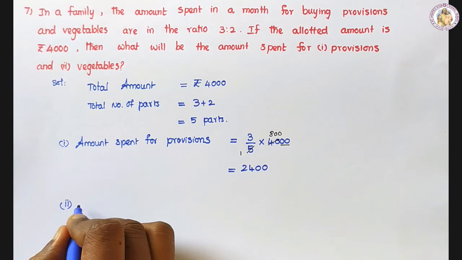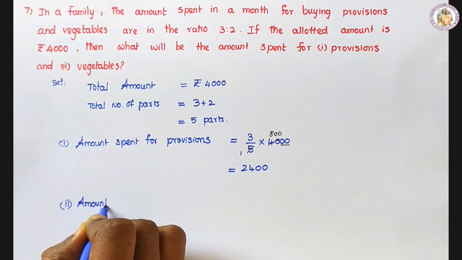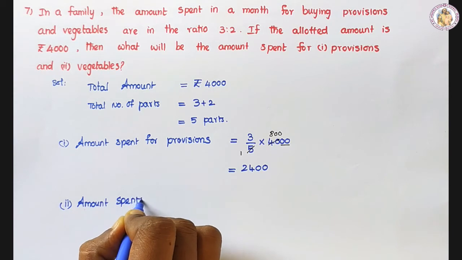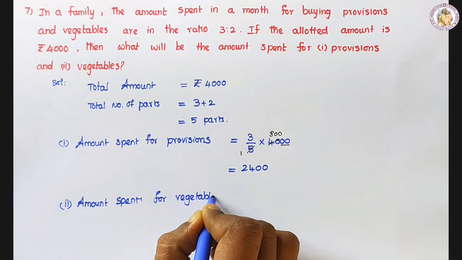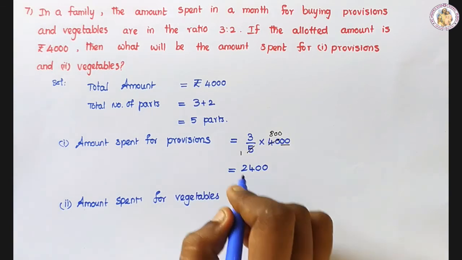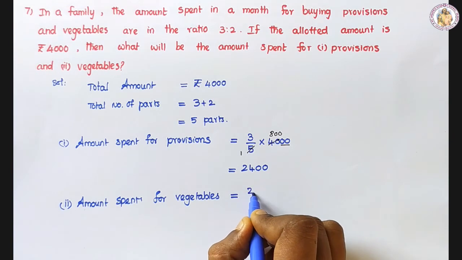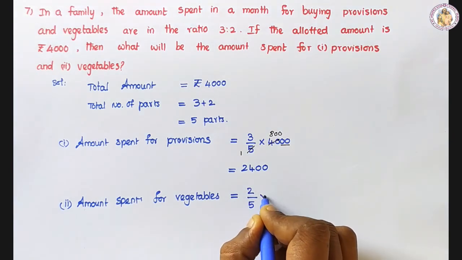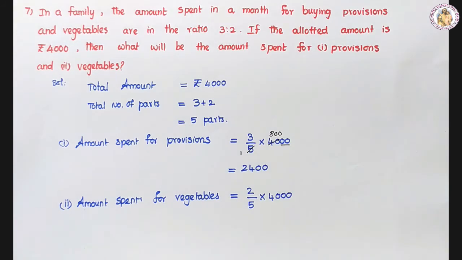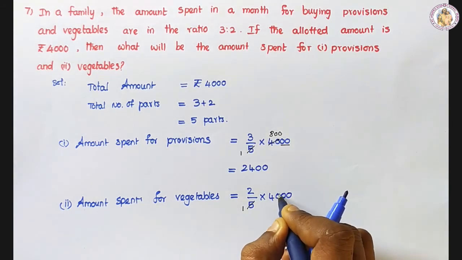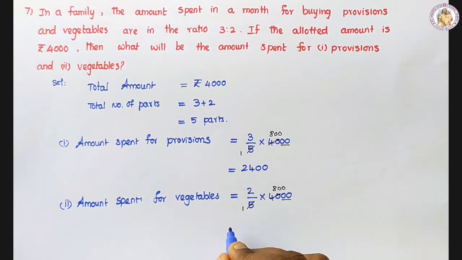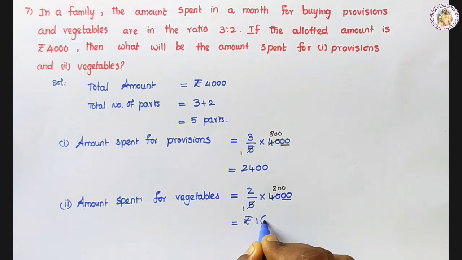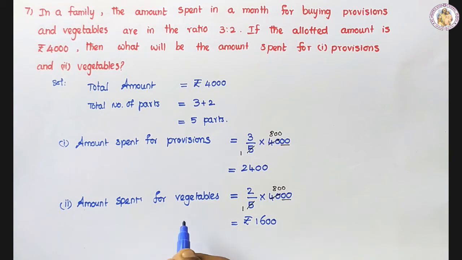Second one, amount spent for vegetables. How many parts? 2 parts for vegetables. So 2 by 5 into 4,000. 5 1 is 5, 5 8s are 40, put 2 zeros, so 800. 2 800s is rupees 1600, that is for vegetables.